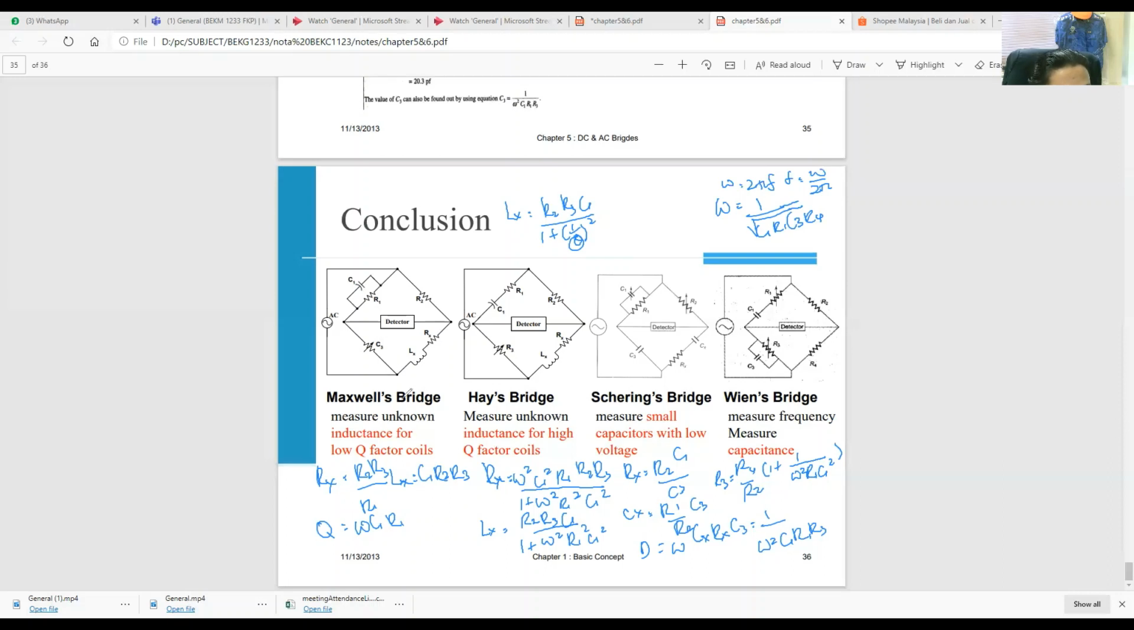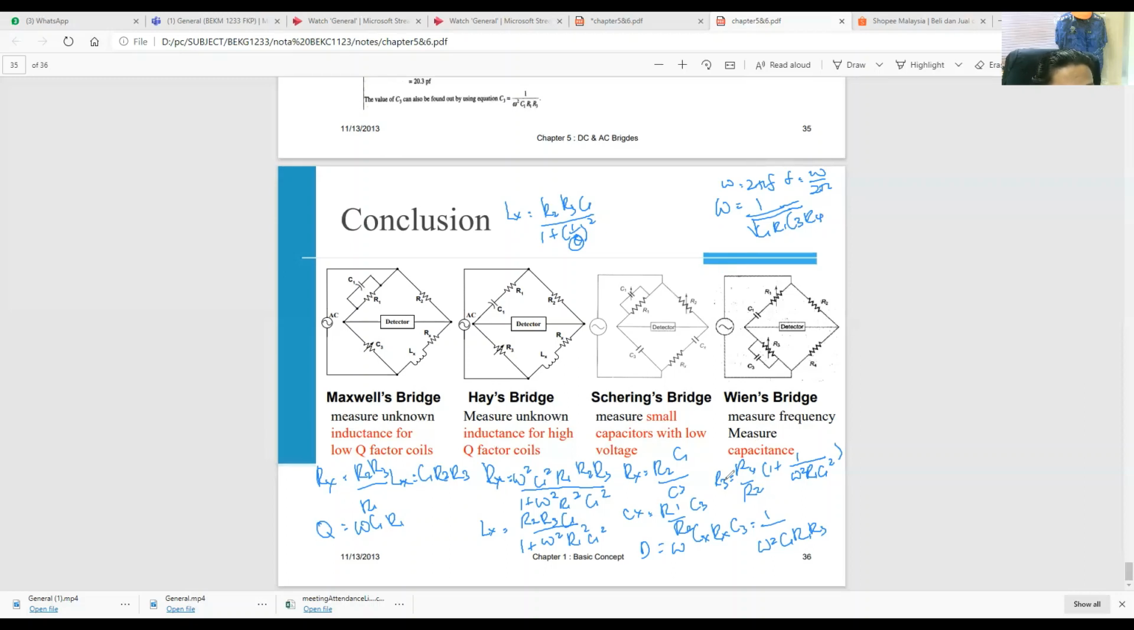For every bridge, they have a different formula. For the Maxwell, this is the standard formula. For the Hay bridge, you have to calculate Rx, Lx, and then the Q. For the Schering, you have to calculate Rx, Cx, and also D, the dissipation factor. Last, for the Wien bridge, you have to measure R3, C3, and you can also measure the frequency. If it is not given, we have to calculate the frequency. That's all for the AC bridge.